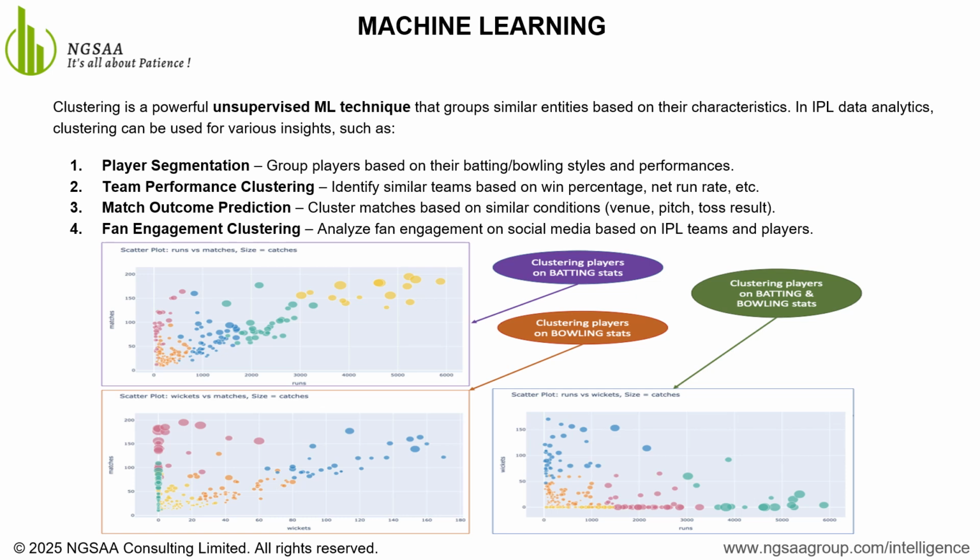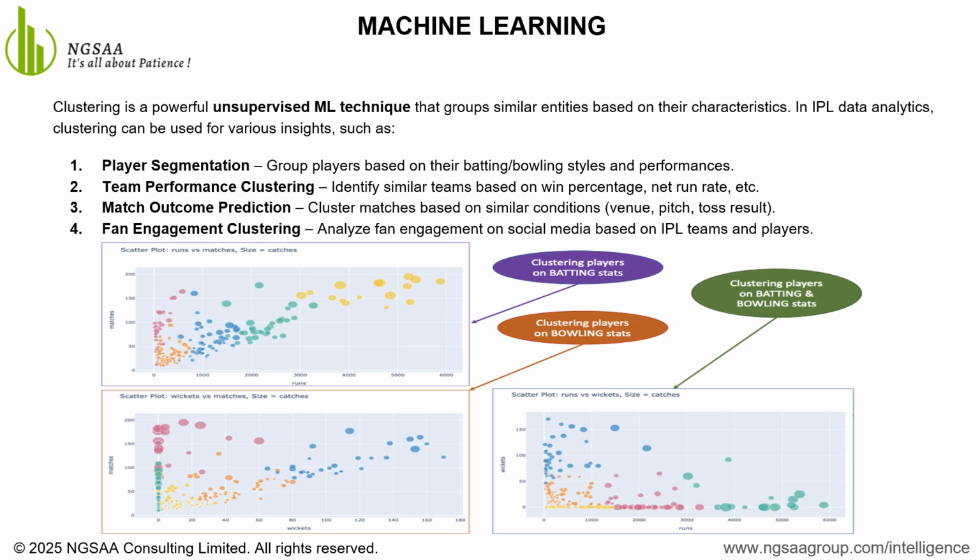Player segmentation. Groups players based on their batting or bowling styles and performances. Example, identifying power hitters versus anchor batsmen based on their strike rates. Team performance clustering. Identifies teams with similar match outcomes based on win percentage, run rate, or player combinations. Example, teams with strong depth over specialists can be clustered together.